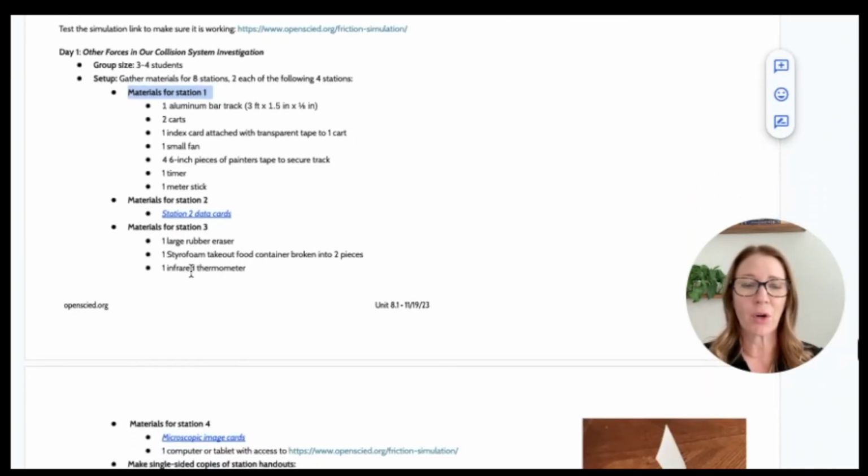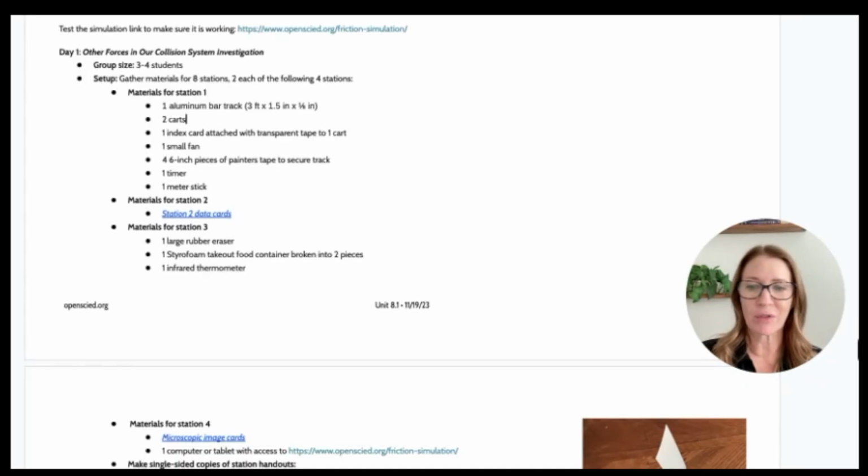For Station 3, they're going to be looking at friction. And so you'll need a large rubber eraser, something that they're going to rub that eraser on like styrofoam from a takeout container, and an infrared thermometer. So they're going to measure the amount of heat that is created when the eraser is rubbed on that surface. They're going to point the infrared thermometer onto the material that they're rubbing the eraser on to determine that there's an increase in temperature, which is an energy transfer.